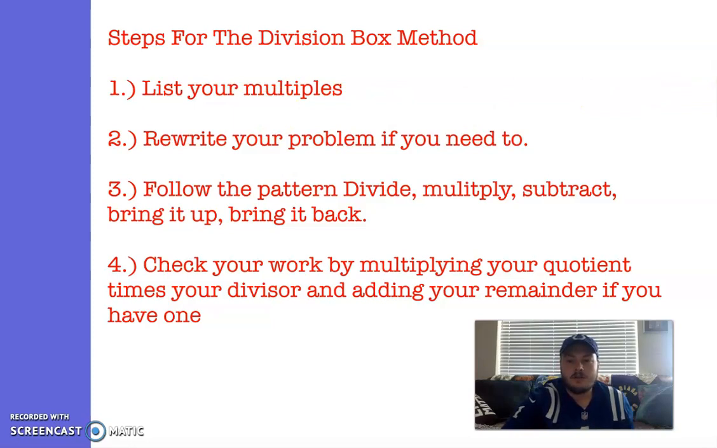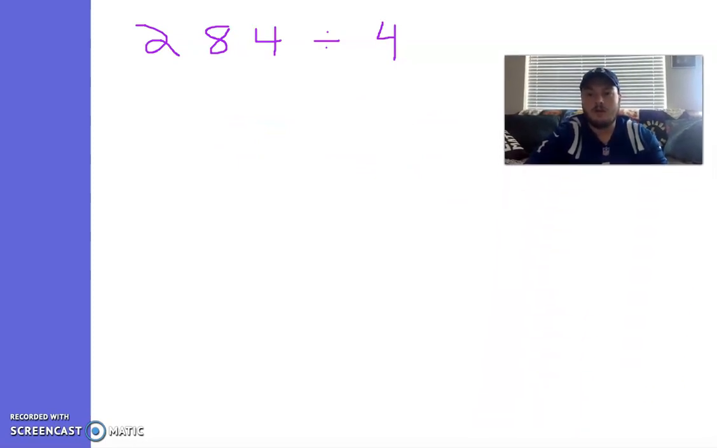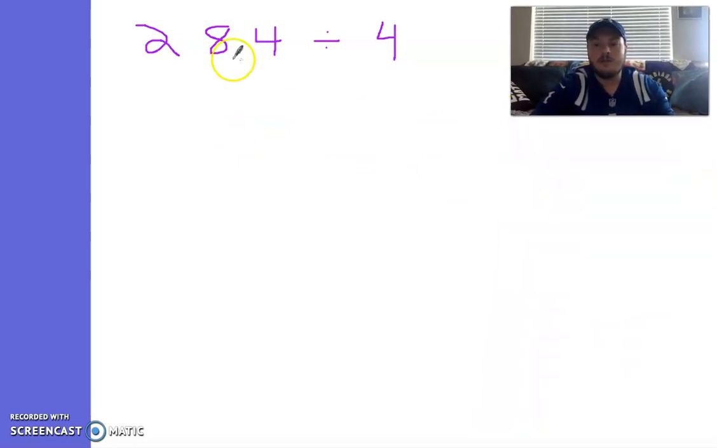So since we've looked at our steps and we know our reasons, now is the time to actually practice and get started. The first problem we have is 284 divided by 4. And we know that this is not written in the form that we use for the division box method, so we're going to put it in the proper format that we'll use.